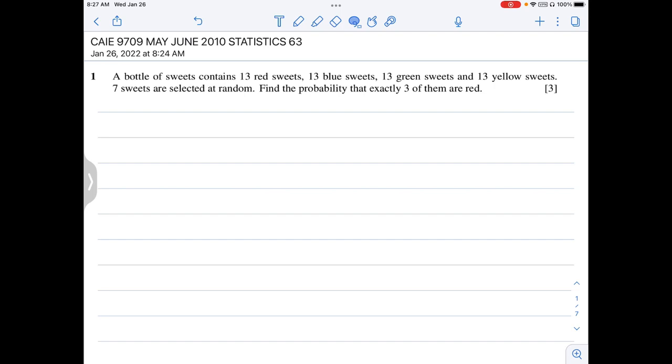The first question is, a bottle of sweets contains 13 red, 13 blue, 13 green and 13 yellow sweets. Now what is being asked? 7 sweets are selected at random. So I am selecting 7 sweets out of them, out of all these, 7 are being selected at random.